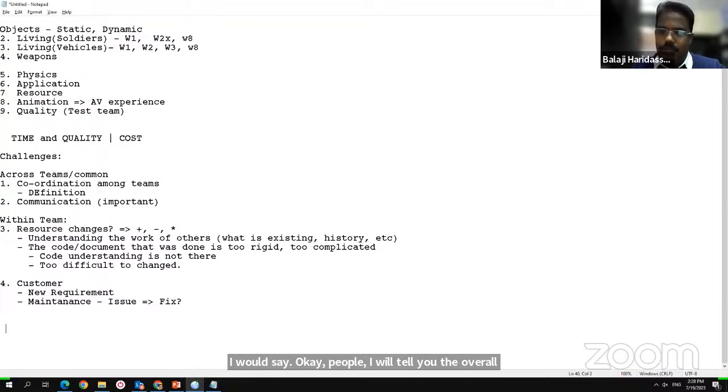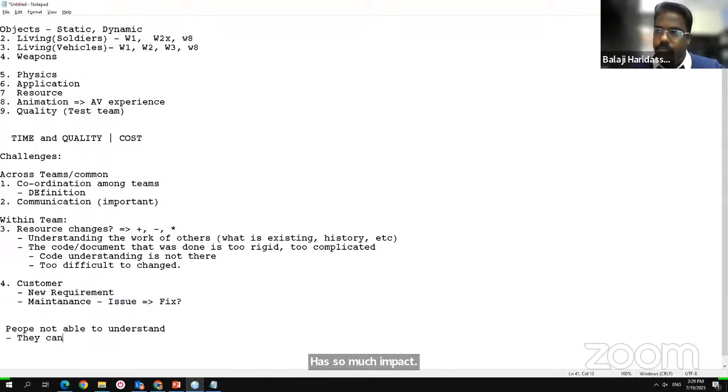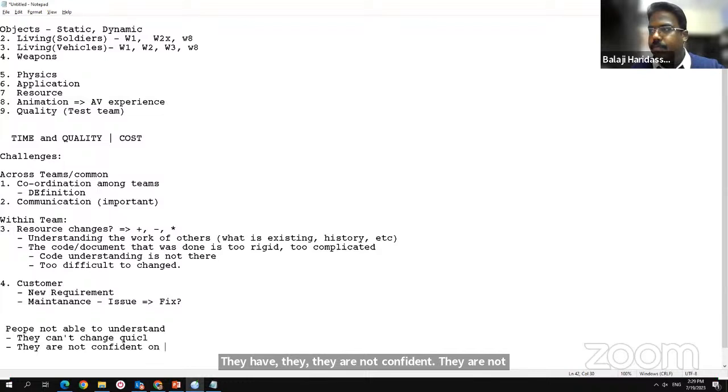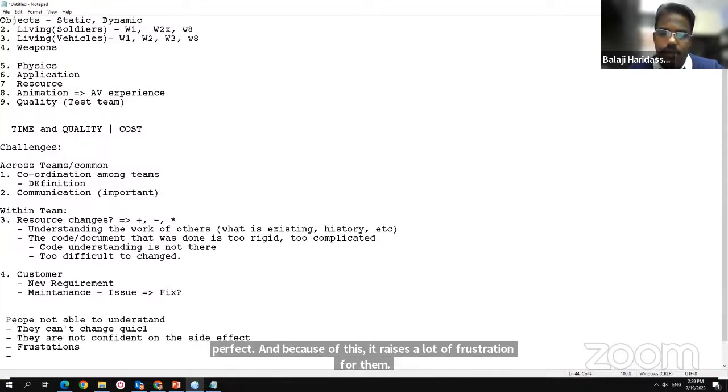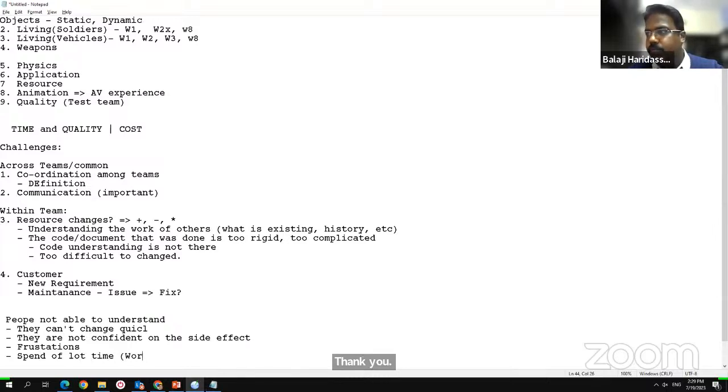People not being able to understand has so much impact. They can't change quickly. They're not confident. They're not confident on what would be the side effect. They can't fully tell this code is 100% perfect. And because of this, it raises a lot of frustration for them. They keep fixing issues, a lot of side effects. They spend a lot of time. So it affects their work-life balance.